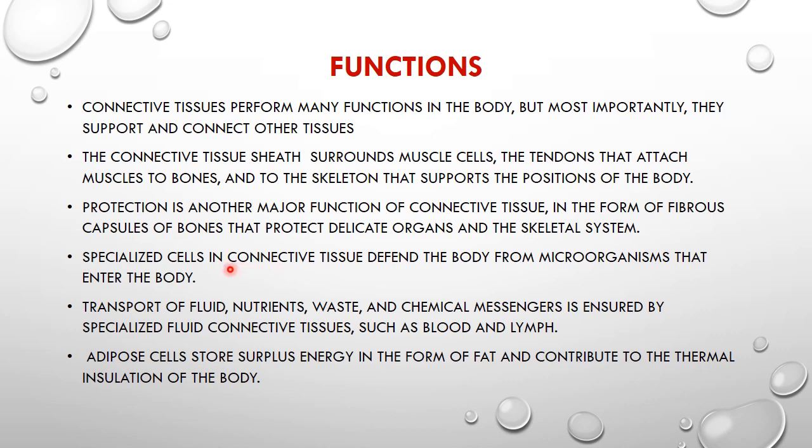Now, there are various types of cells in connective tissue, but there are specialized cells which defend the body from microorganisms and thus provide immunity. The transport of fluid, nutrients, waste, and chemical messengers is ensured by specialized fluid connective tissues such as the blood and the lymph. Adipose cells store the surplus energy in the form of fat and contribute to the thermal insulation of the body.